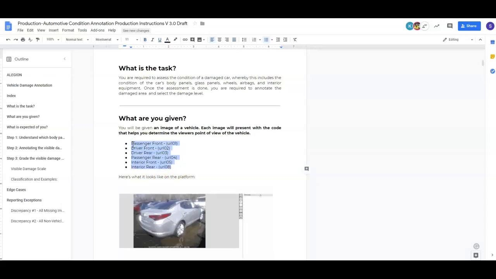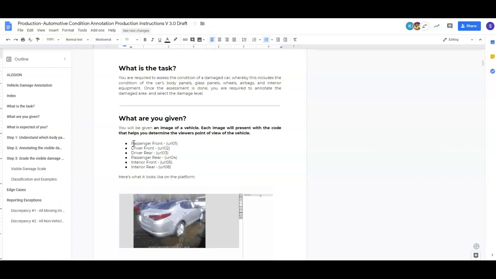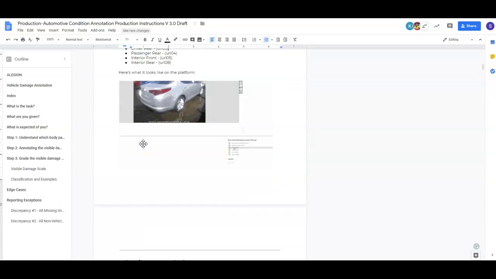Based on the picture that you're getting, you need to assess the damage of the entire visible part of the vehicle. Which means if you have a picture that only shows you the front passenger view, and you cannot see the damage on maybe the rear passenger side, you don't assume that there could be damage. Very important.